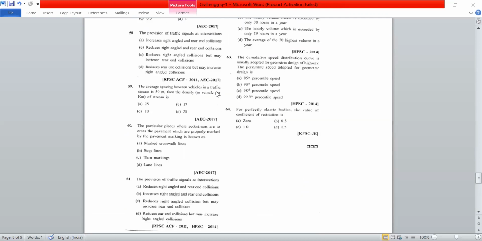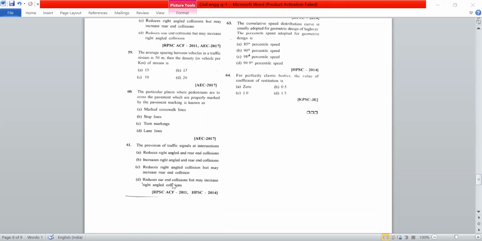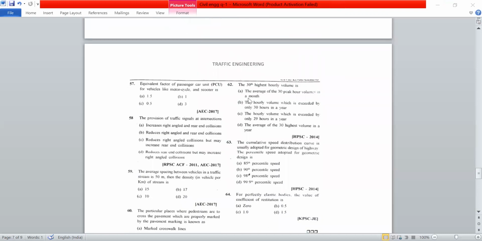The average spacing between vehicles, calculate the density if the traffic spacing is 50 meter. Again, K is equal to 1000 divided by S, 1000 divided by 50. 20 is the right answer. The particular places where pedestrians are to cross the pavement which are properly marked by the pavement marking is known as marked crosswalk lines. The provision of traffic signals at intersections reduces right angle collision but may increase rear end collisions.